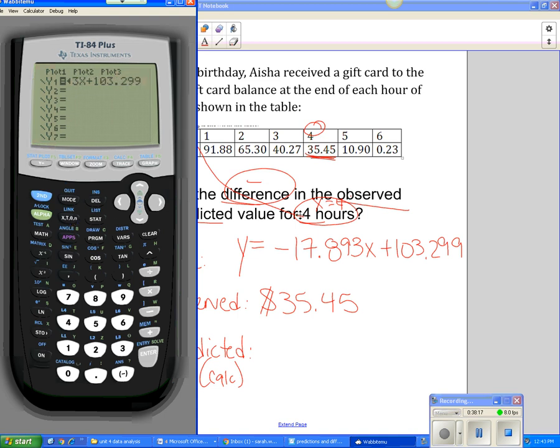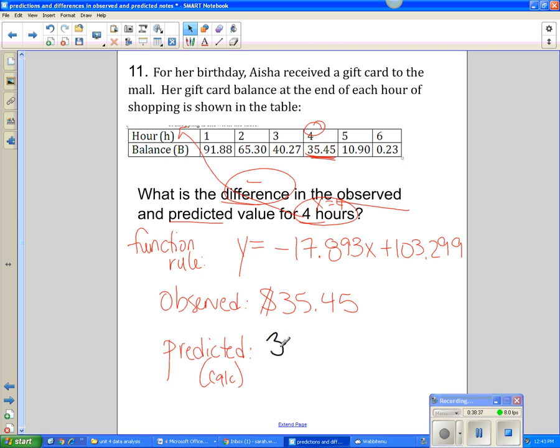Okay, so I want 4 hours. So I'm going to have to go to my second window. A good place to start would be 0. Because if you look up here, for 4, the calculator predicts she'll have 31.727.